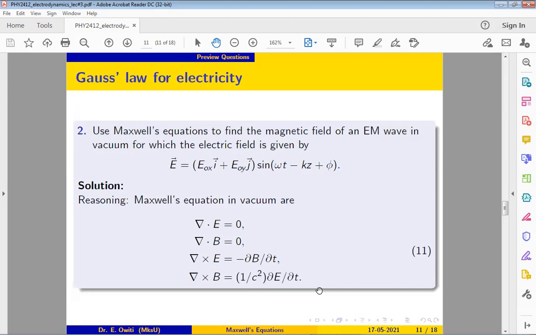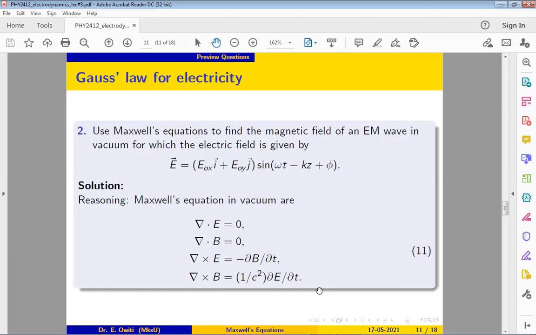Question number 2. Use Maxwell's equations to find the magnetic field of an electromagnetic wave in vacuum, for which the electric field is given by what you have there. So this is a vector. It has two components: we have the x component and the j component. They have a common term, which is the sine of what is in the bracket there.